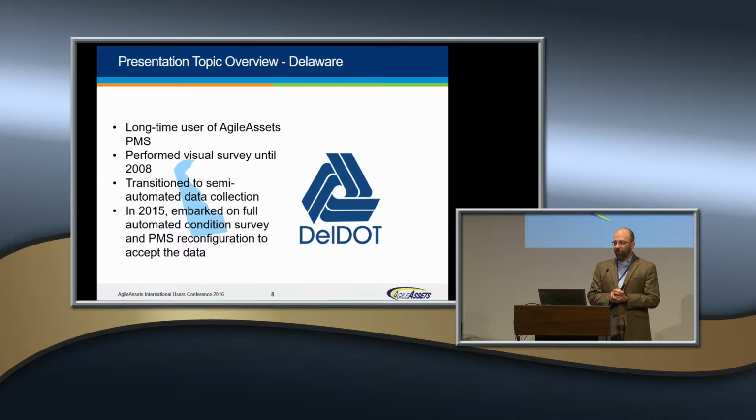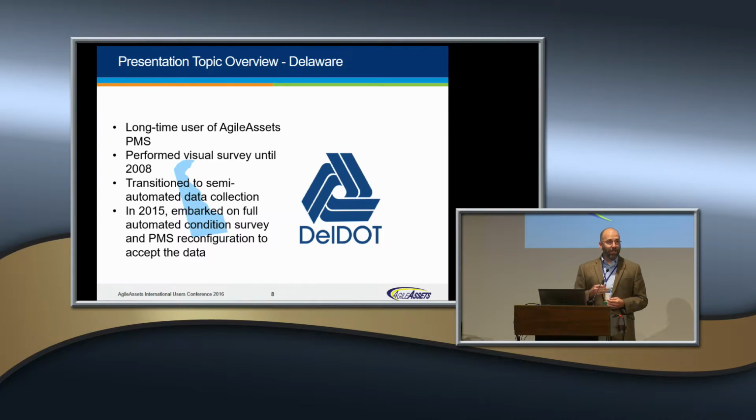They had performed visual survey, windshield survey, I guess I should say, up until about 2008. And about that time, they transitioned to a semi-automated process. They hired a data collection vendor to go out and image this data and get all their data, and then they took that and manually reviewed that data on the images. So they're using a van to do that.